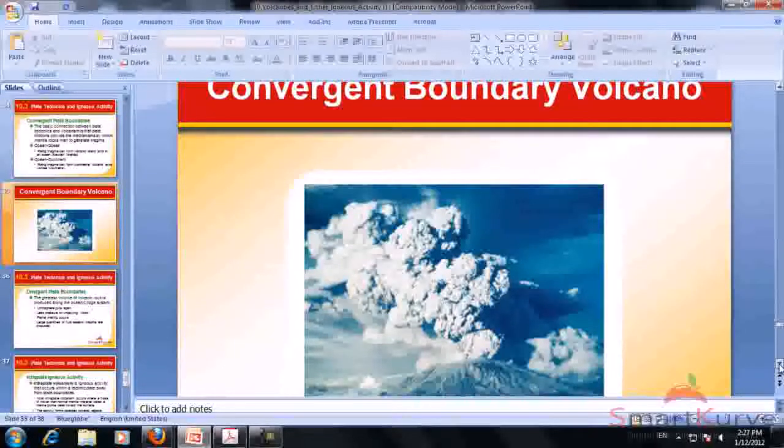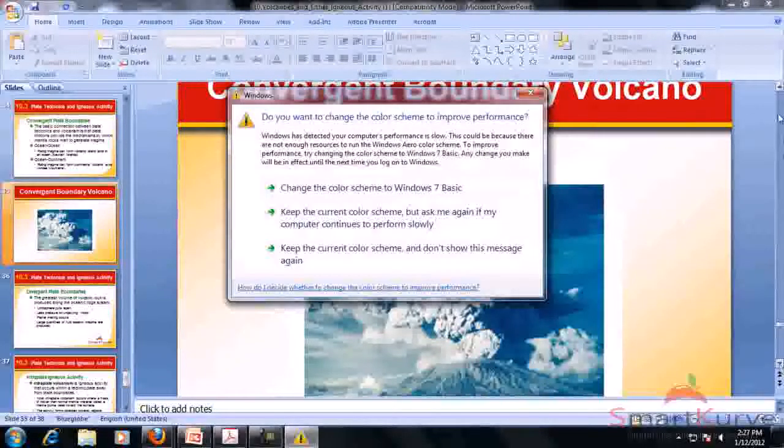Next, slide 35, you see a great example of a convergent boundary volcano. Notice there we've got a lot of ash going into the atmosphere in that volcano. So that's going to be a very high intensity explosion. So that's going to be very high viscosity, high silicate lava.